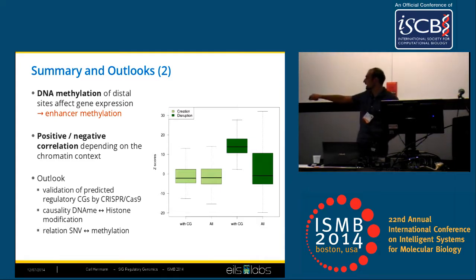And we're also looking at the relation between the SNVs and the methylation patterns, because if we look at these oncomers, the oncomers which contain CGs are much more frequently disrupted than other k-mers, and so this might be a link between SNV and methylation.